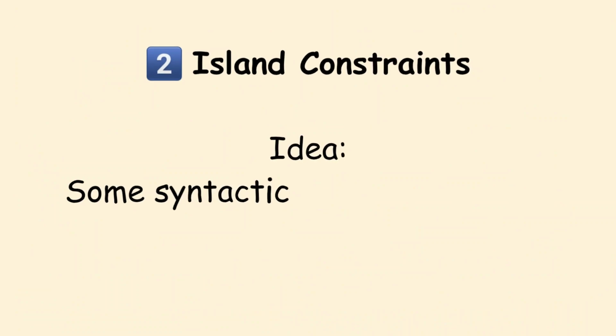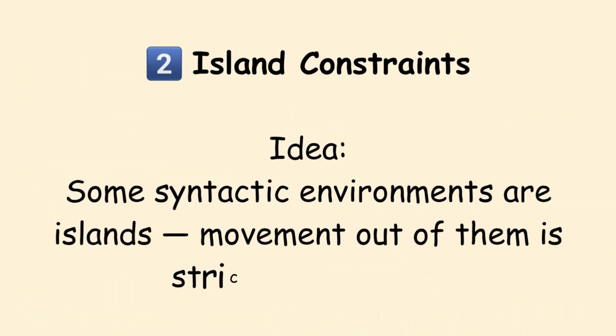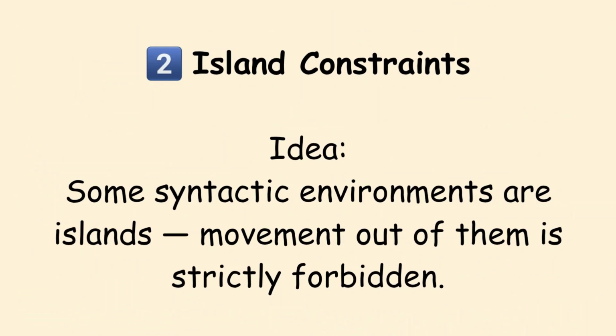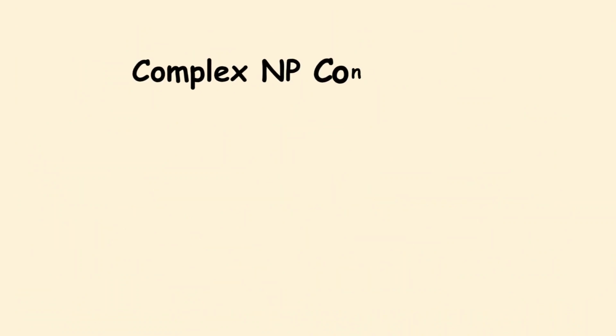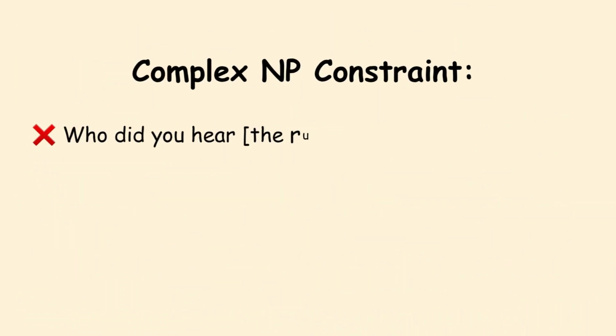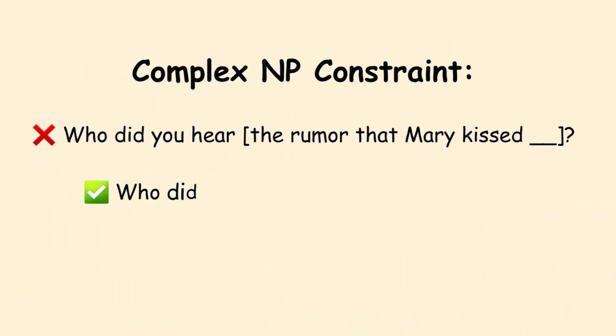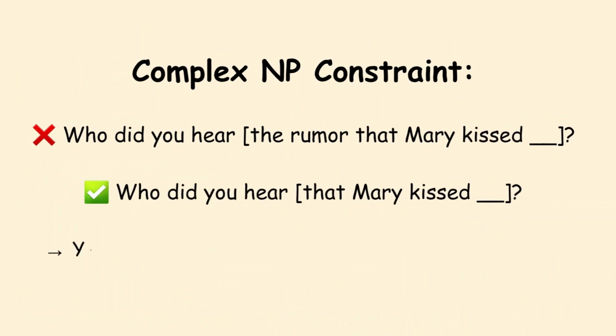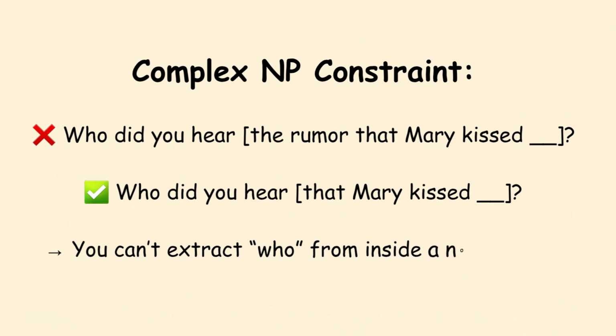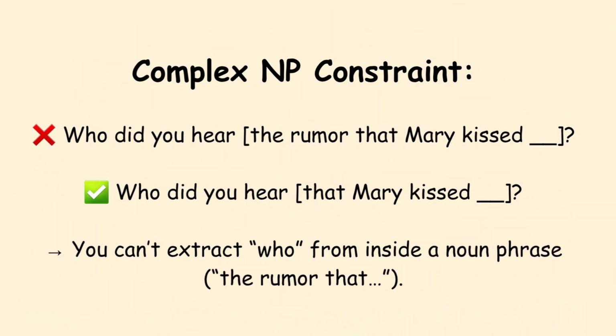Second, island constraints. Some syntactic environments are islands, movement out of them is strictly forbidden. Types and examples. Complex NP constraint. Who did you hear, the rumor that Mary kissed? Is wrong. Who did you hear, that Mary kissed? Is correct. You can't extract, who, from inside a noun phrase, the rumor that.